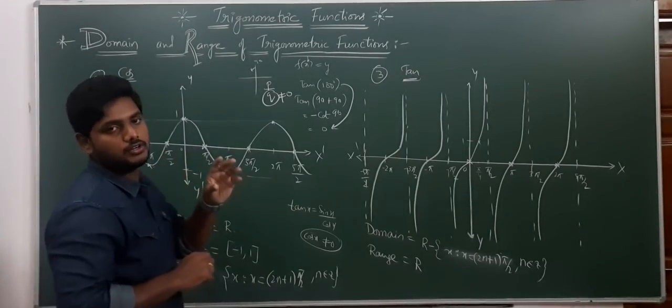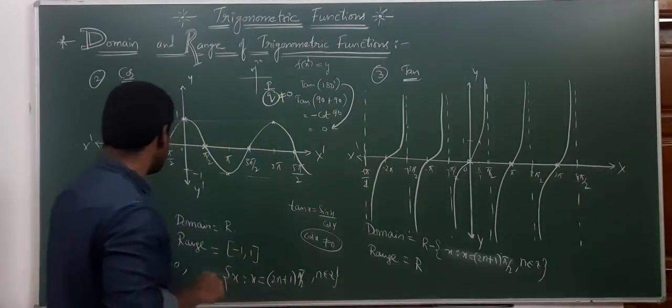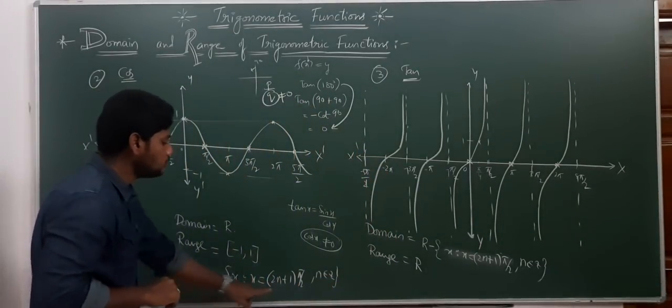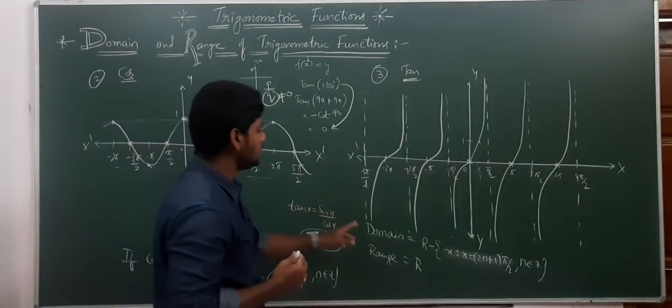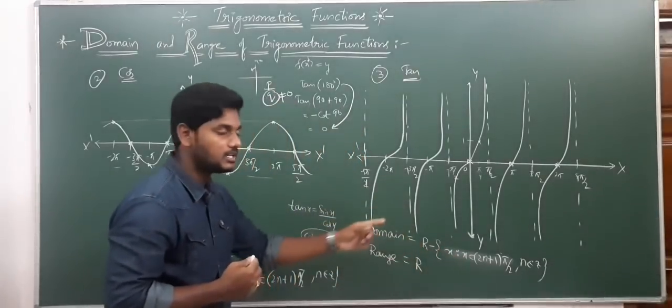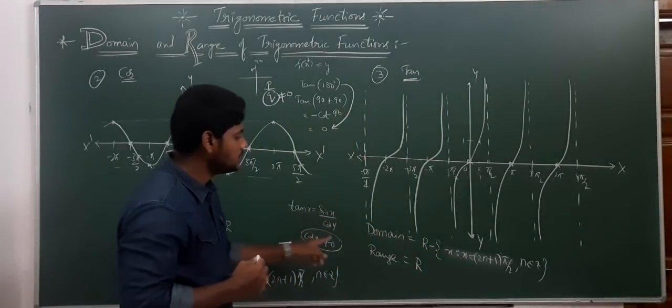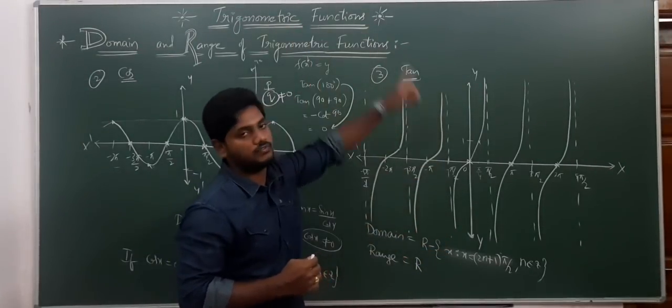But sin x equal to 0 for what? For x equal to n pi where n belongs to Z. Cos x equal to 0 for what? For x equal to (2n plus 1) into pi by 2 where n belongs to Z. But when it comes to tan, the domain is R minus of this. Did you understand why R minus of that one? Because cos x should not be 0. That's why R minus of that. Range is what? Minus infinity to infinity.